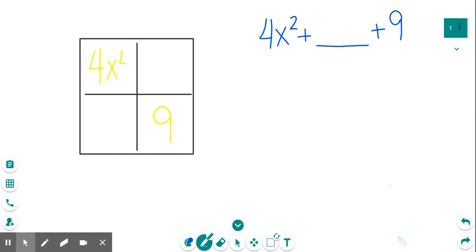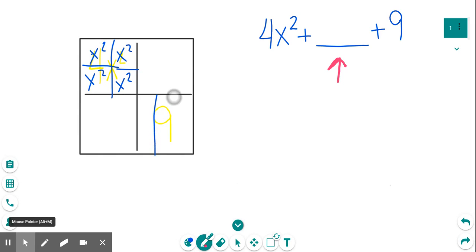So let's say we had a perfect square trinomial, but we weren't sure what went in the middle of it. So far we have 4x squared and 9. So let's just break that apart a little bit. Now 4x squared is actually 4 squares of x squared, and 9 is actually 9 squares of 1. There's 9 ones in there.